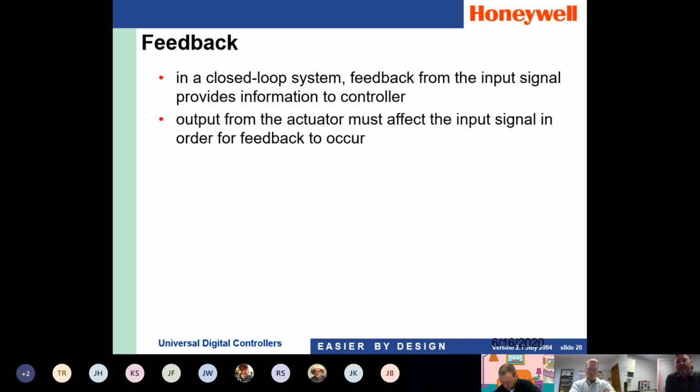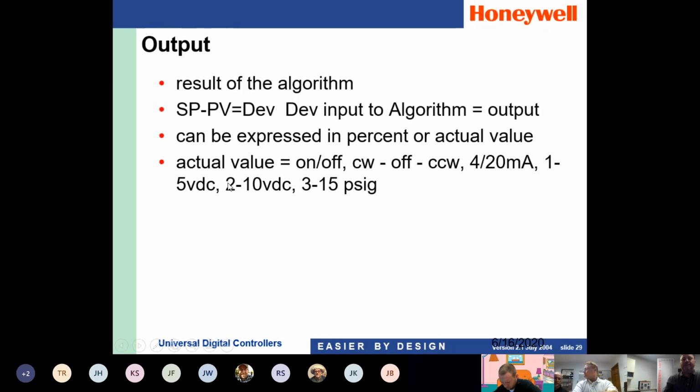Feedback is basically the terminology that's used for feeding the process variable back to the controller. We usually use this feedback in the form of an input signal, an analog input. Again, it can be a thermocouple, transmitter, something along those lines.